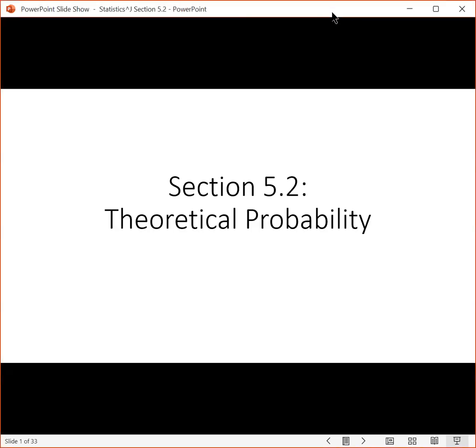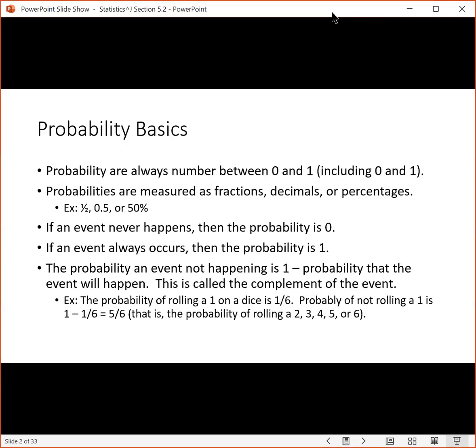Hello. In this video, we will cover section 5.2, which is on theoretical probability. Probabilities are always numbers between 0 and 1, including 0 and 1. Probabilities are measured as fractions, decimals, or percentages, such as 1/2, 0.5, or 50%. If an event never happens, then the probability is 0. If an event always occurs, then the probability is 1.